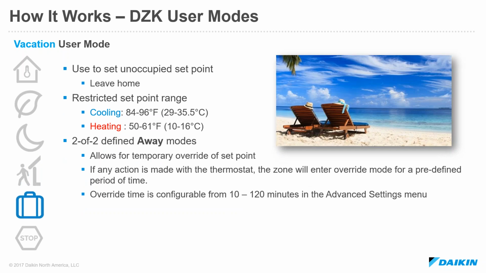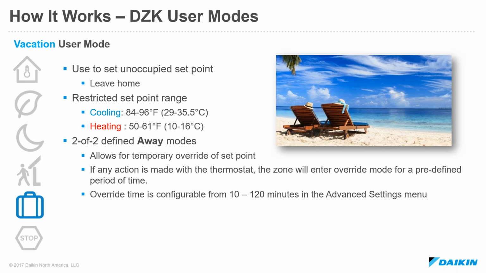The vacation mode, or vacation user mode, is another away mode setting for the DZK. Again, this is probably something more specific to residential use. The set point range restriction becomes quite a bit higher than normal operation. In cooling, we can set anywhere from 84 to 96 Fahrenheit.